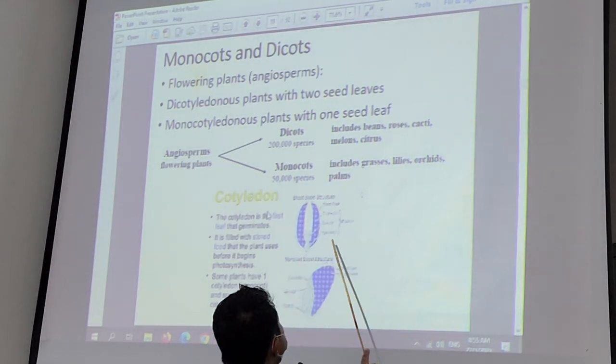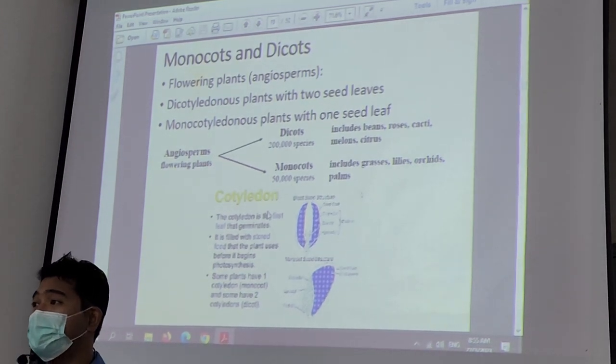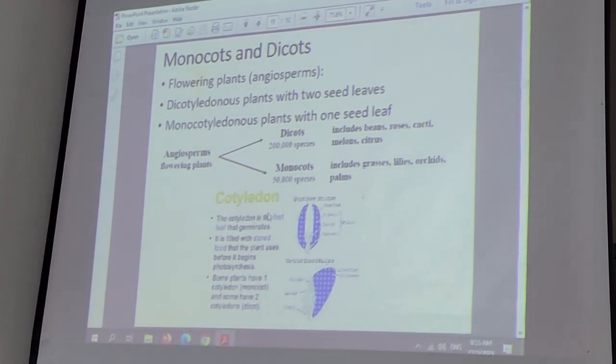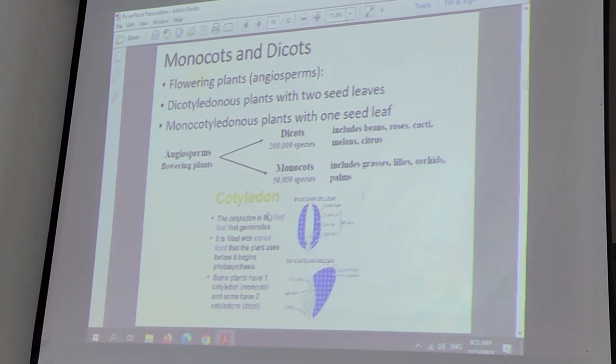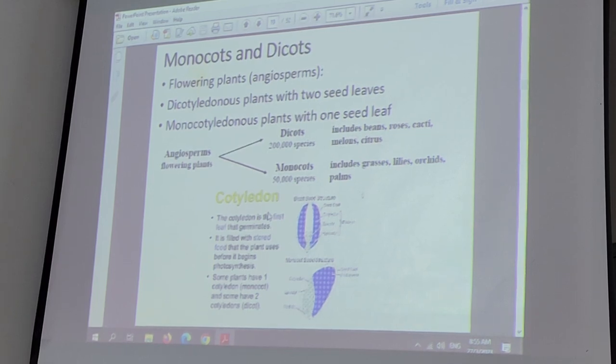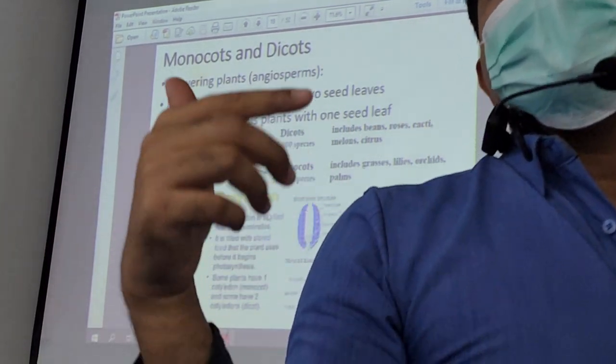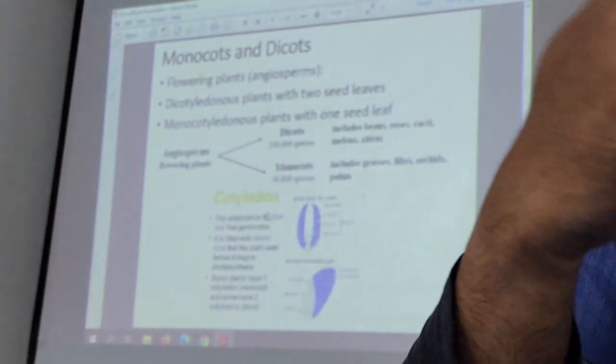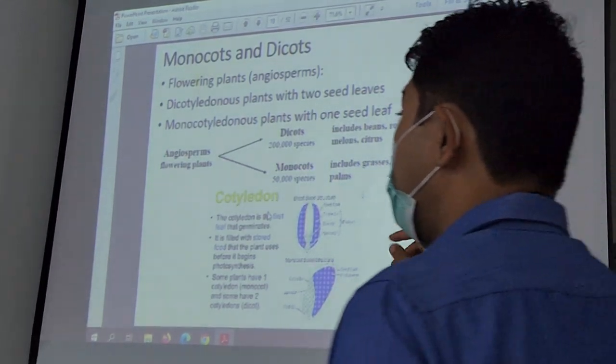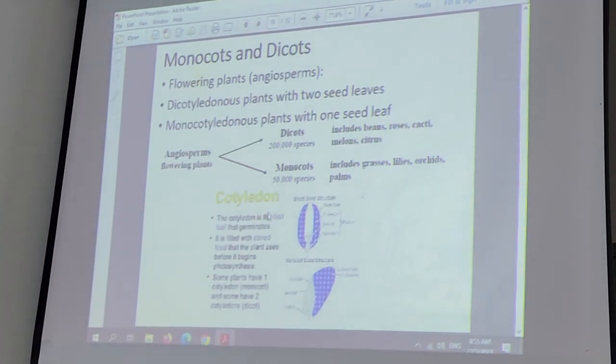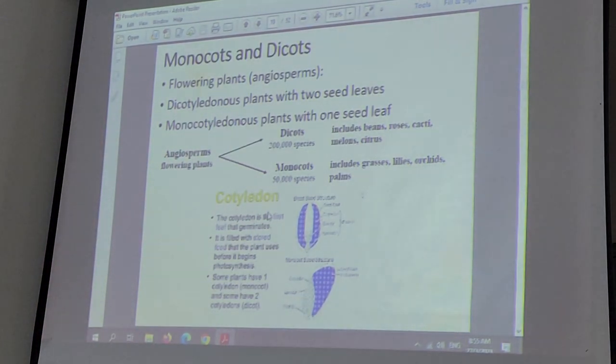In dicot, it is called cotyledon. It's got two cotyledons. So this cotyledon is the one that emerges as the seed germinates. So that is not true leaf. Please bear in mind. The seed that just germinated, you see the leaves, right? That is not true leaf. It is the baby leaves, the ones that originate from the seed. So the true leaf comes after this, usually the third leaf. Okay.